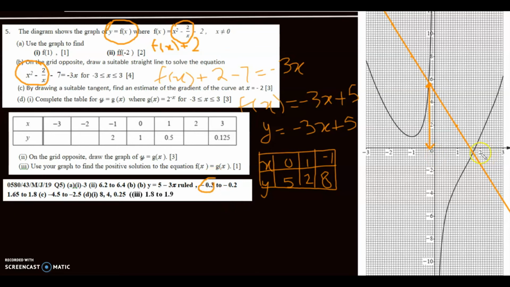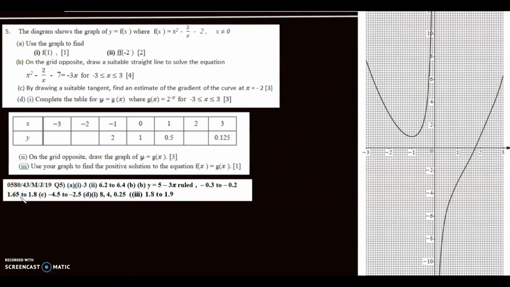And this one is around 1.7. You need to read the exact value. I'm saying around because I am unable to read these small grids. You should be able to tell exactly what your answer is. So 1.7 is an acceptable answer as well.